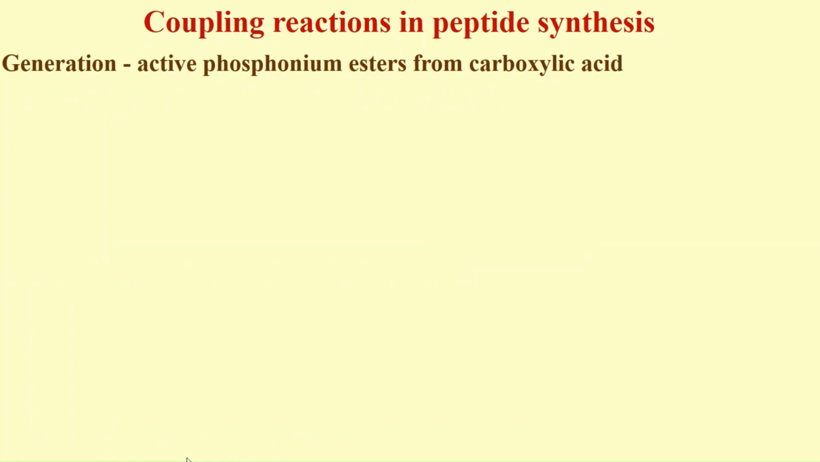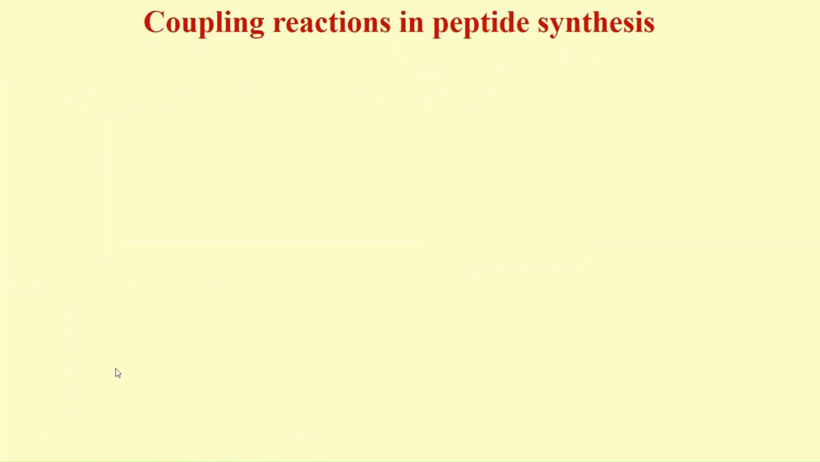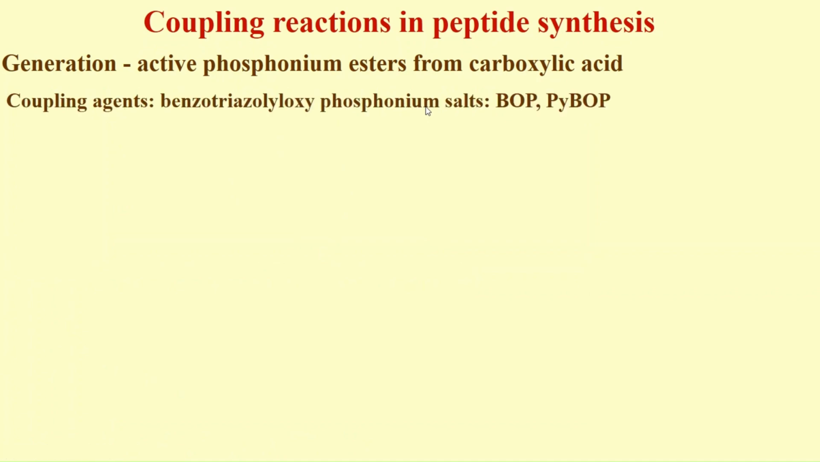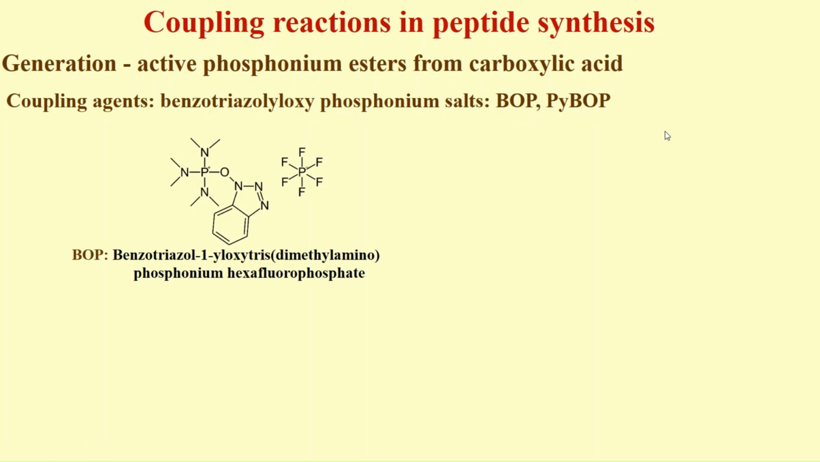Another method of activating the carboxylic acid is the preparation or generation of active phosphonium esters from carboxylic acid. The coupling agents which we use are benzotriazole phosphonium salts, BOP or PyBOP. BOP is this.